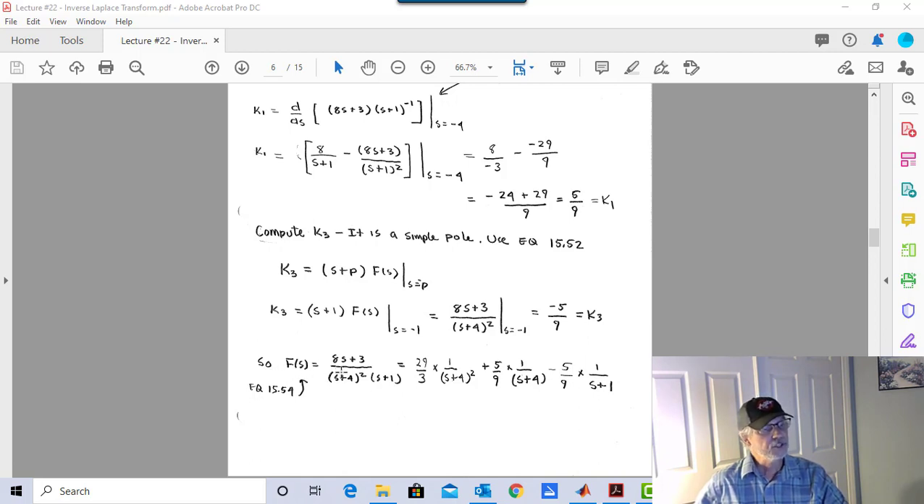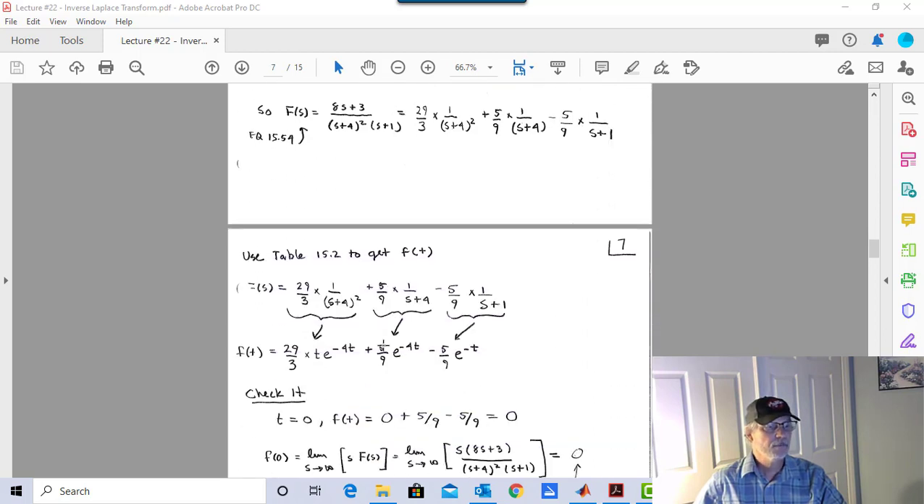So we started off with this f of s. It had a repeated pole, so we had to do our special little derivative thing to get one of our constants. But here it is as simple little Lego building blocks in the frequency domain. This Laplace transform is right in the table, as is this one, as is this one. We use that table, and we get 29/3 times t times e to the minus 4t plus 5/9 e to the minus 4t minus 5/9 e to the minus t.